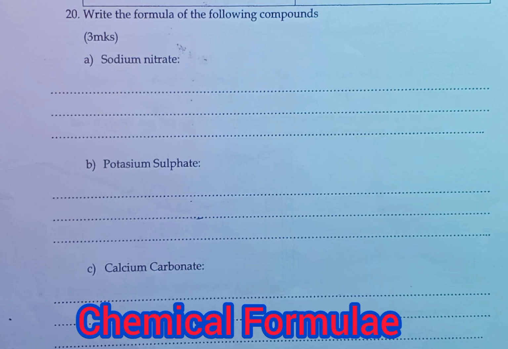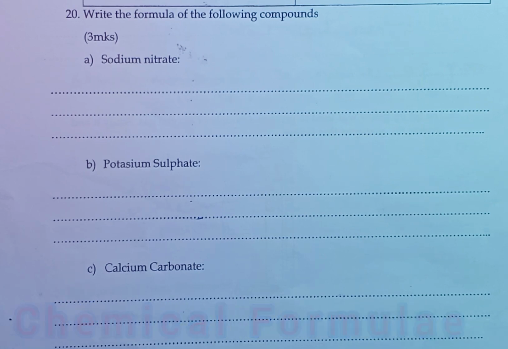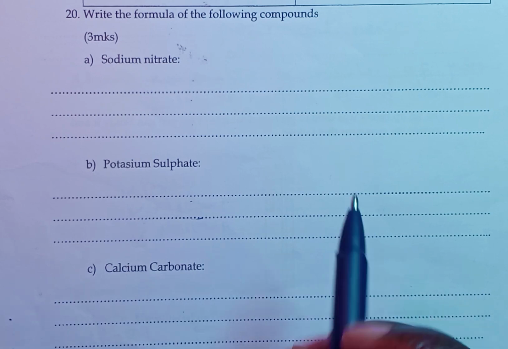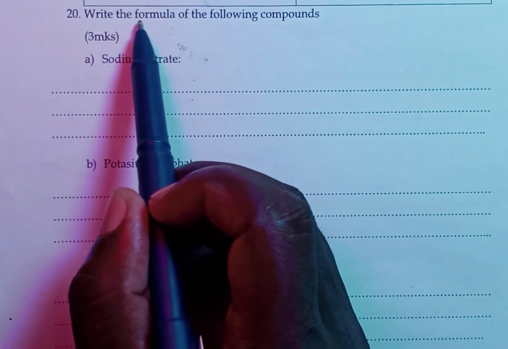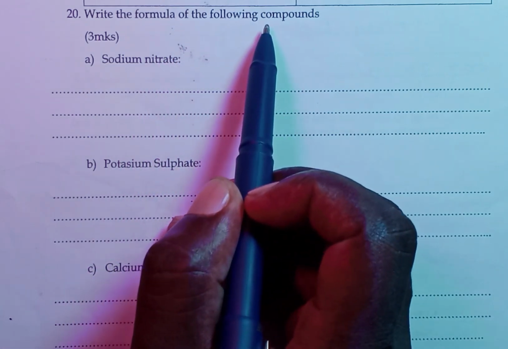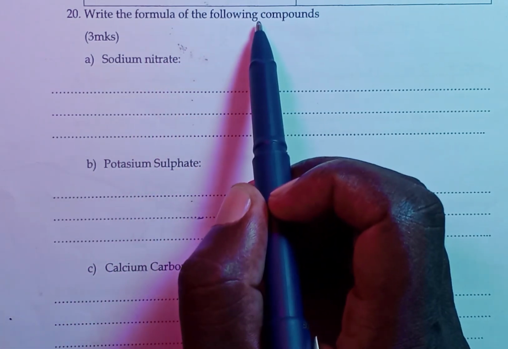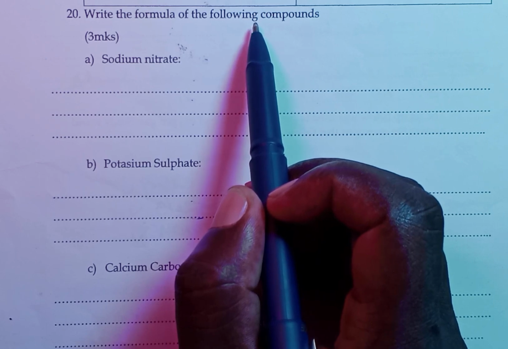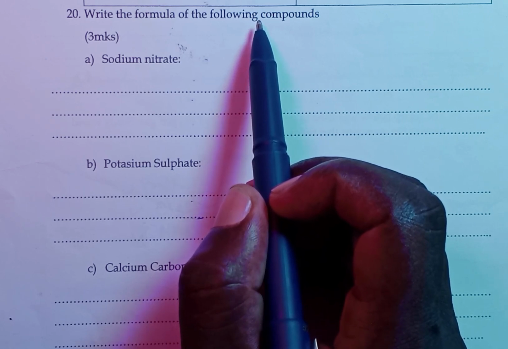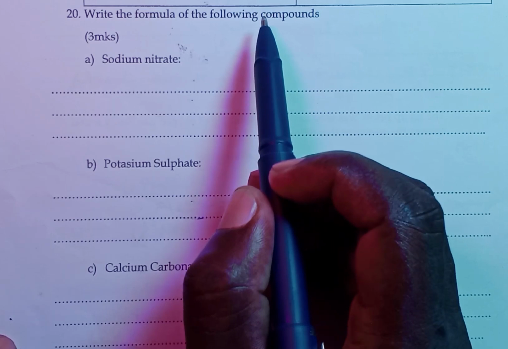We are looking at chemical formulas, and the questions we have are as follows. Write the formula of the following compounds. Remember, when writing the formula of a compound, we look at the chemical symbols and the valencies of elements or radicals that form such compounds.